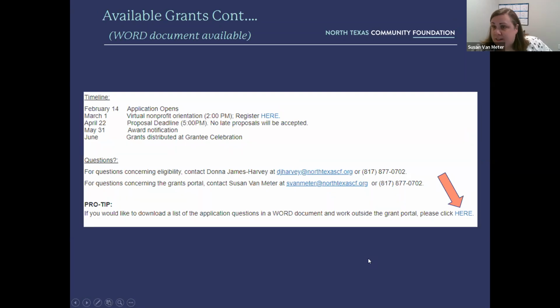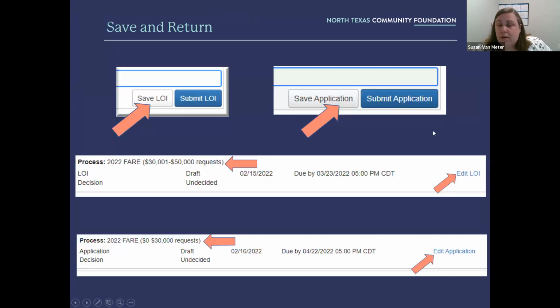At the end of that section, you're going to see a pro tip where you can download the application questions into Word format. We've found that nonprofits have requested a Word format so that they can type out their questions and their answers before they go into the portal. And so we have made that available at the end of that grant section. And for those of you that aren't familiar, you do have the ability to save an application and return. And if at any point you are ready to submit, you click on that submit button.